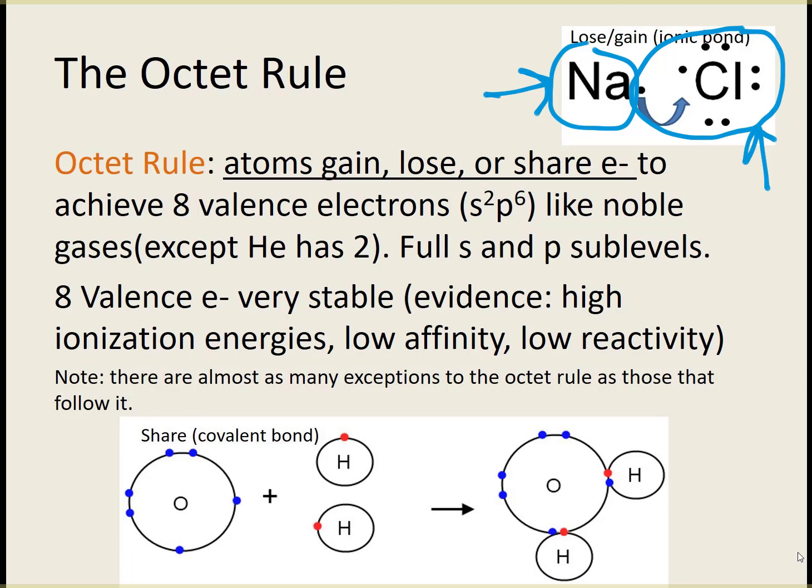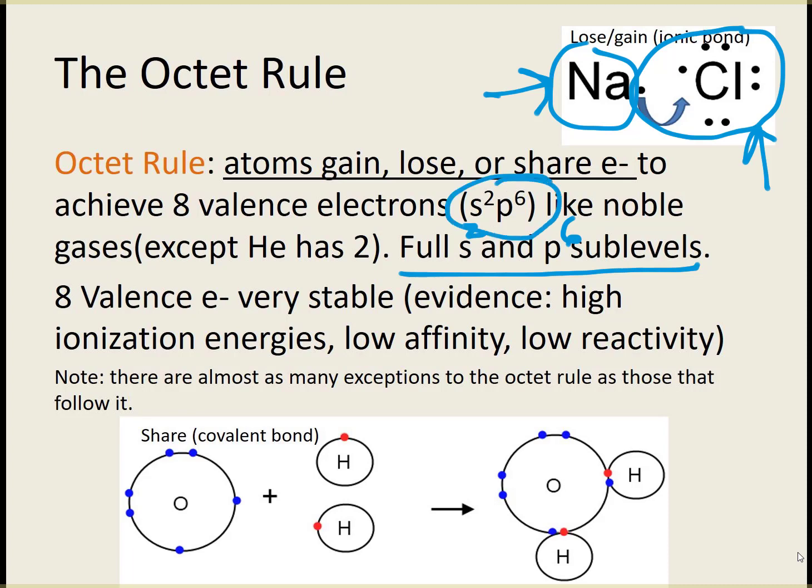The octet rule basically says that atoms gain, lose, or share electrons to achieve 8 valence electrons, just like a noble gas. They don't become a noble gas. They will still belong to their same family. They'll still be metals. They'll still be nonmetals, but they are copying that lower level stable electron configuration. And the octet rule always has to do with the s and p sublevels. s has 2, p has 6, just like it says right here. That's where the 8 comes from.